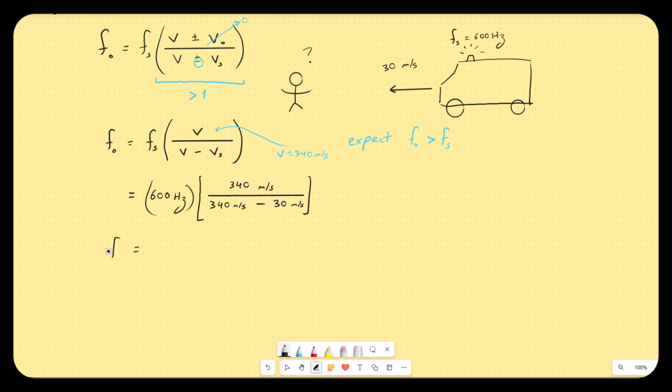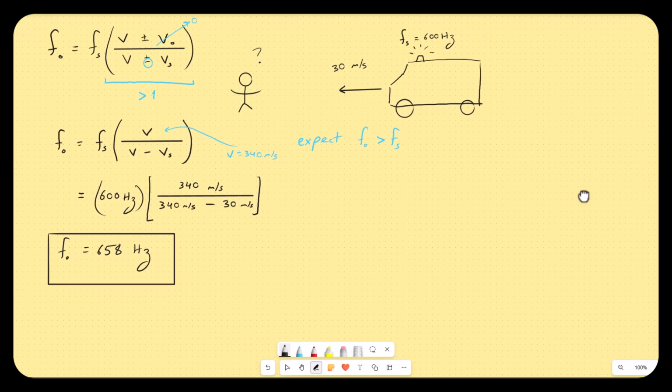And I get an observed frequency of 658 hertz. It is a shift from what the source is. I'm moving at about 10% of the speed of sound. It's a noticeable shift. It's about a 10% shift. So this makes sense. I want to do another example.